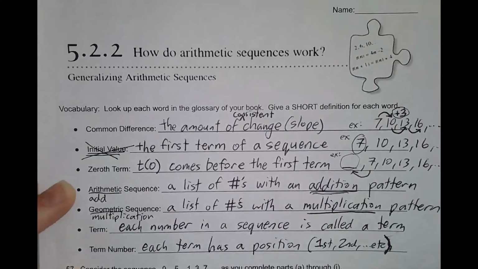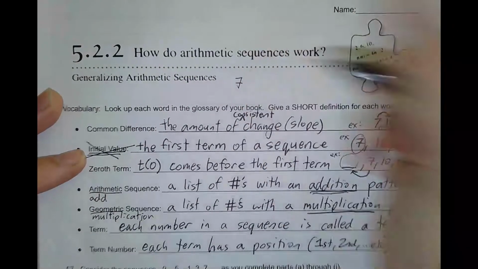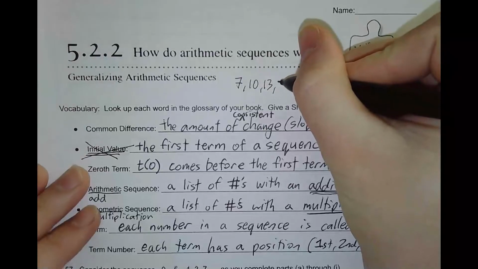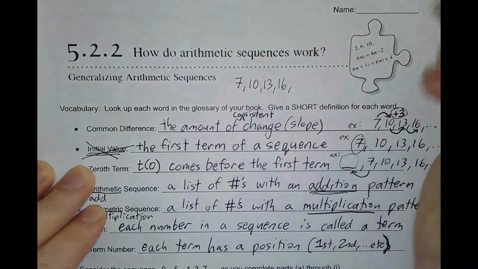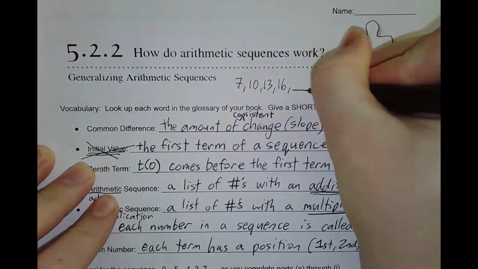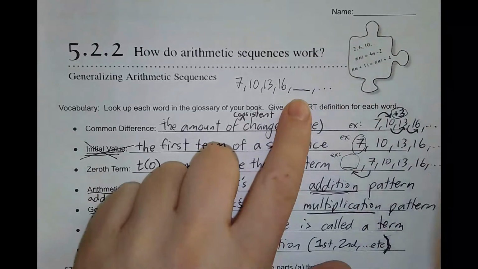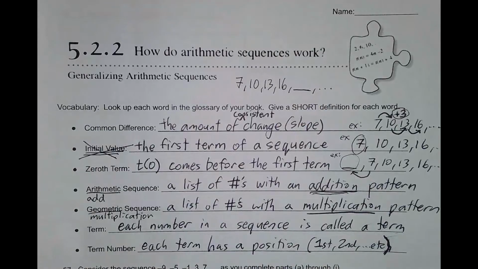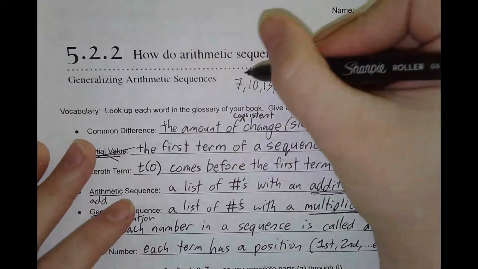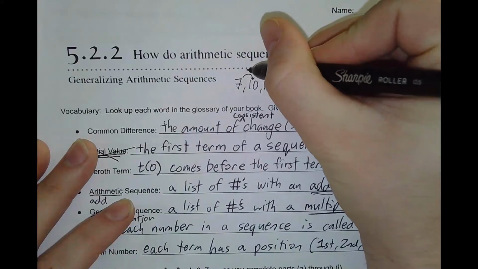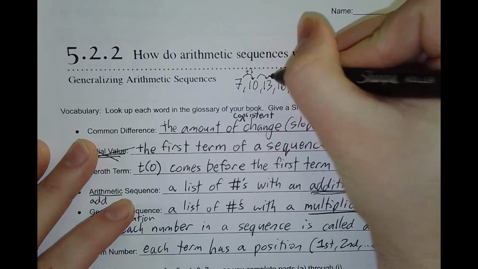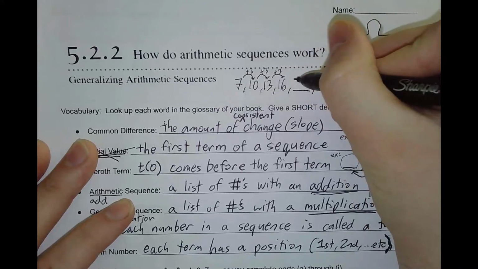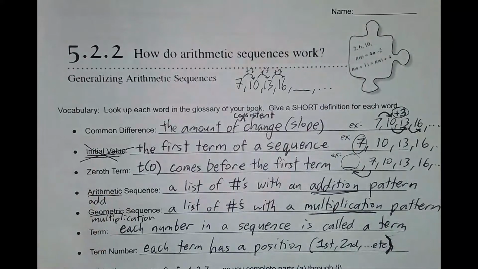For example, we have a list of numbers such as 7, 10, 13, 16. And pretty quickly you can recognize the pattern, right? If I asked you what is the next number in that sequence, what would you say? You'd say, oh, I noticed that the common difference is going to be adding 3. So if I continue to add 3, I'll just go ahead and get my next number, which is 19. But here's the thing.